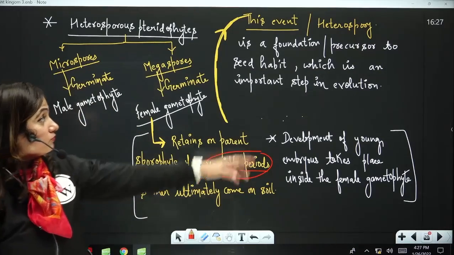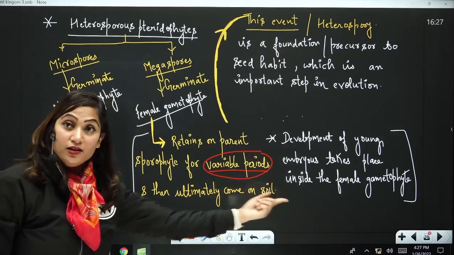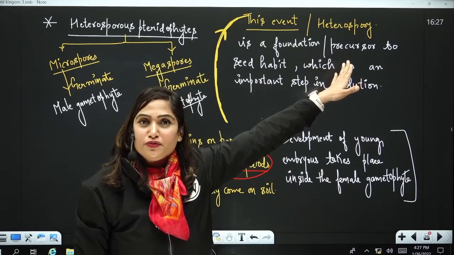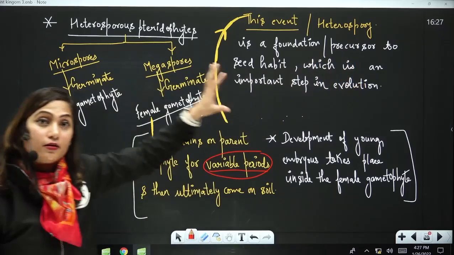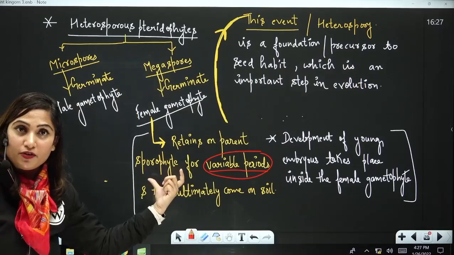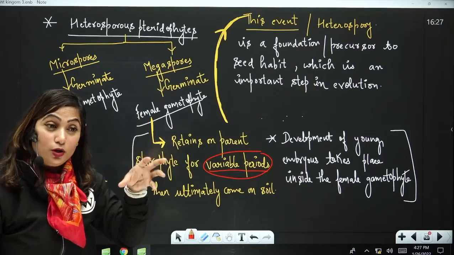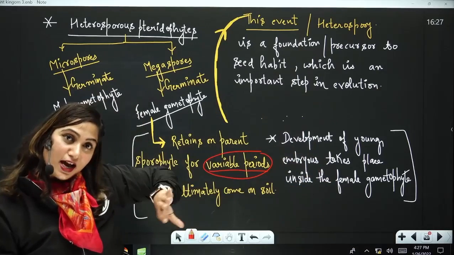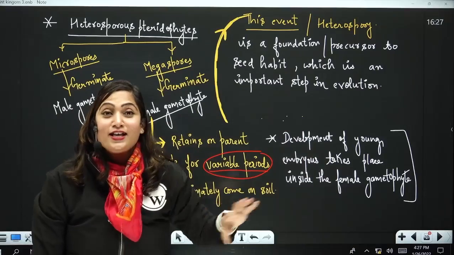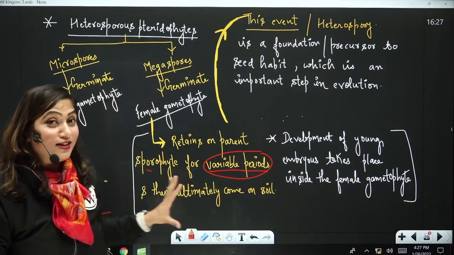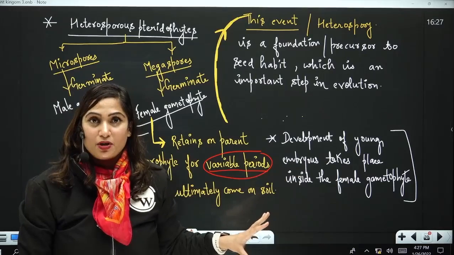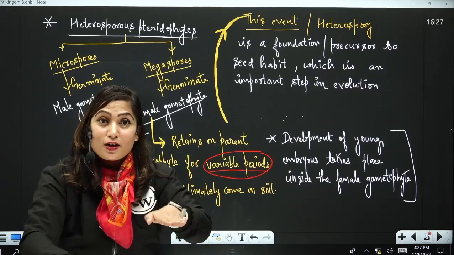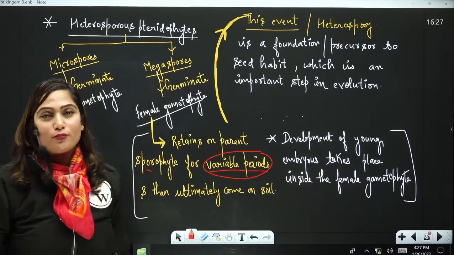So this event, whatever is happening here, this heterospory, that means formation of two different kinds of spores, and then megaspores giving rise to female gametophyte. The female gametophyte has started to get retained on the sporophyte, and the development of the embryo occurs inside the gametophyte while it is retained on the sporophyte. This kind of habit is an advanced habit, and it is the foundation, the precursor for the seed habit which will be found in gymnosperms and angiosperms.